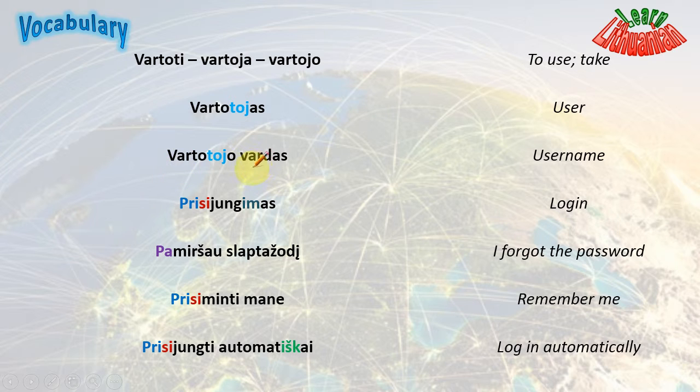Username. It is the name, vardas, of a user, vartotojas. But as in Lithuanian, you should put the attribute before the noun, so you get user's name, literally. It is a username. Vartotojo vardas. This is genitive. And you know that genitive is used to show attributes. So a username is vartotojo vardas.